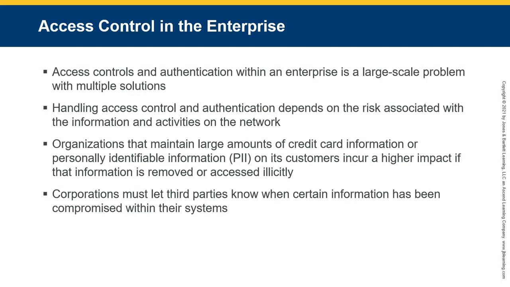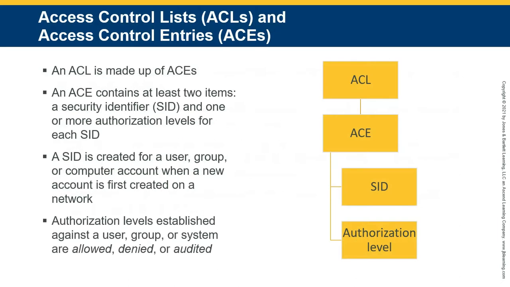Organizations that maintain large amounts of credit card information or personally identifiable information on their customers incur a higher impact if that information is removed or access is elicited. Corporations must let third parties know when certain information has been compromised within their systems.